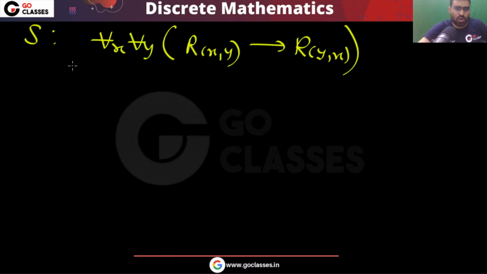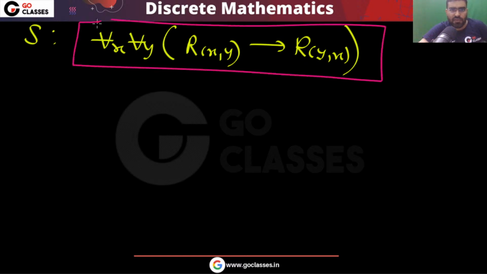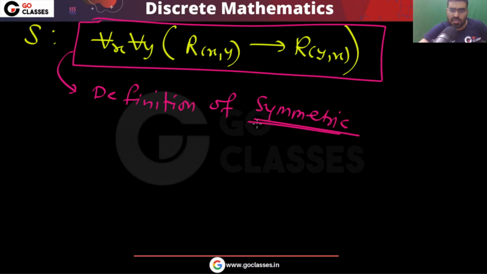But what is the negation of being symmetric? Please understand that this S is nothing but the definition of symmetric. So what is the negation of symmetric? Can I say the negation of symmetric is asymmetric? This is a simple question I'm asking. What is the negation of being symmetric?